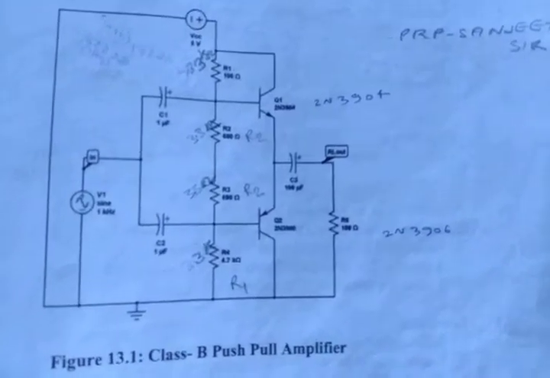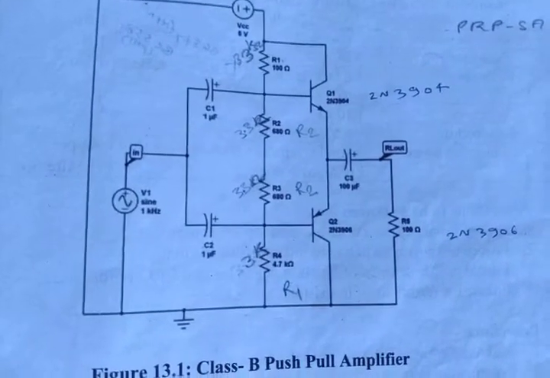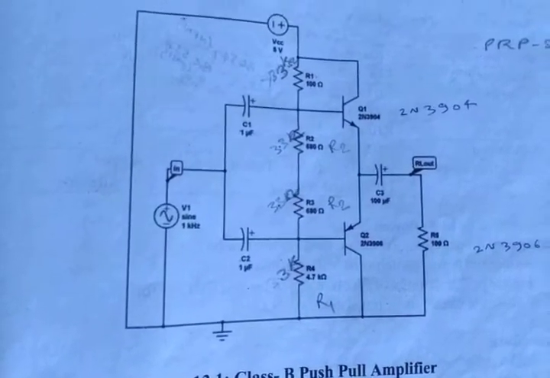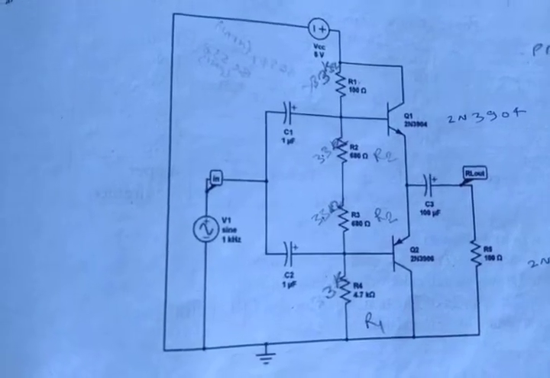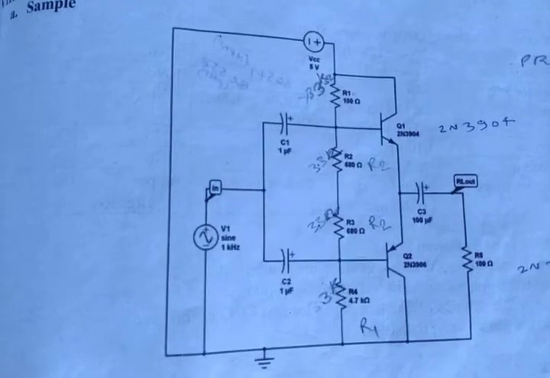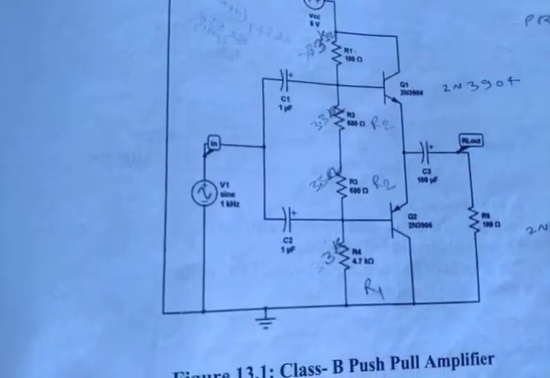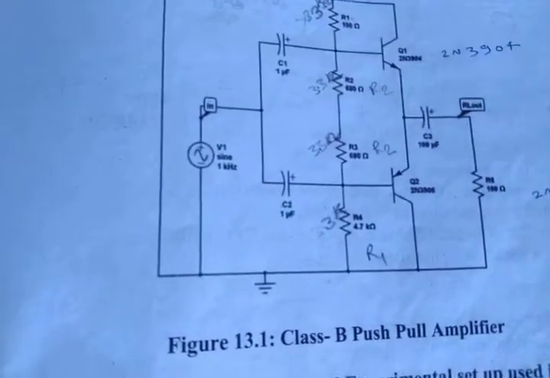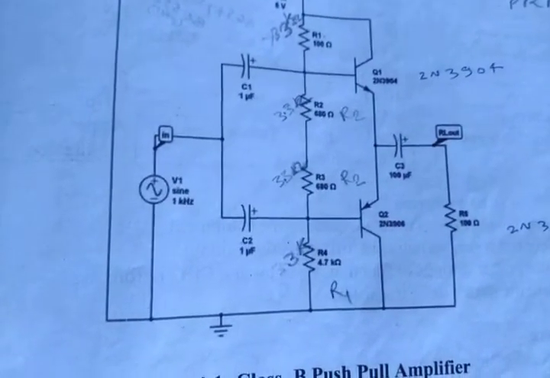So this is the circuit to be implemented. Here we are making use of two transistors, one is NPN and another PNP. And two resistors are used: R1 is 3.3 kilo ohm and R2 is 33 kilo ohm.